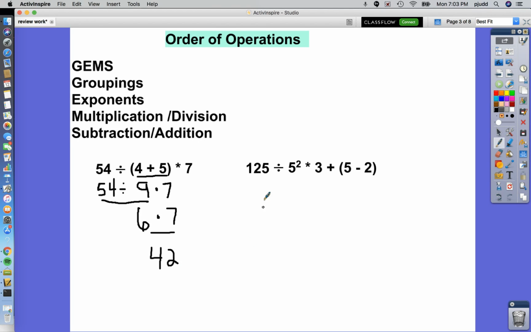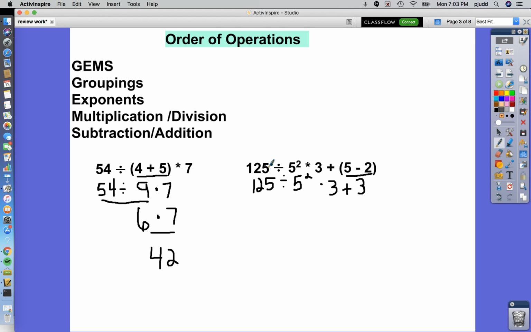So let's take a look at the next one. I have 125 divided by 5 to the second power times 3 plus 5 subtract 2. Again, I'm looking at groupings. 5 subtract 2, that's 3. I'm going to bring everything else down. Copy my division sign. 5 to the second power times 3 plus 3. Now I look at what do I need to do next?